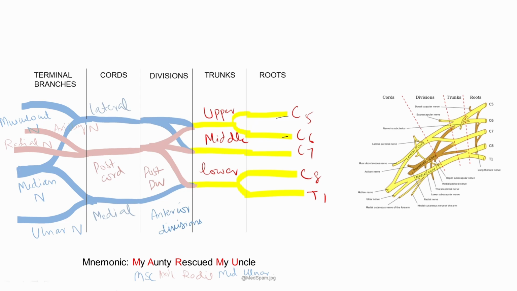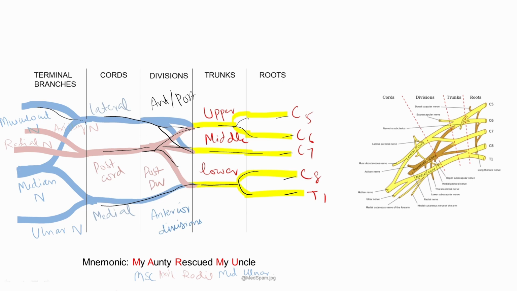Now let's quickly summarize it again. So there are five nerve roots: C5, C6, C7, C8, and T1. The C5 and C6 combine to form the upper trunk, the C7 forms the middle trunk, and the C8 and T1 combine to form the lower trunk. Each trunk gives off an anterior division and a posterior division. The anterior division of the upper trunk and middle trunk combine to form the lateral cord. The anterior division of the lower trunk stays the same and gives off the medial cord, and the posterior divisions of the upper, middle, and lower trunk combine to form the posterior cord.